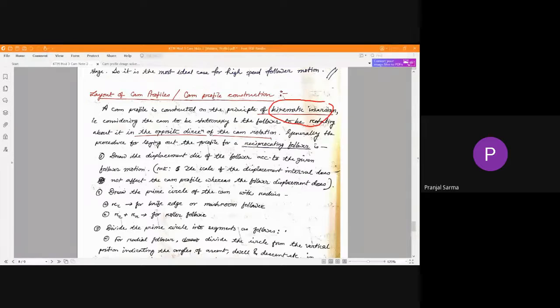In this kinematic inversion consideration, we assume that the cam is stationary and the follower is rotating about it in the direction opposite to the cam rotation. This is the kinematic inversion principle that we follow for constructing the cam profile. Even though the cam is actually rotating, we consider it stationary, and we consider that the follower rotates about it in the opposite direction of the cam rotation.